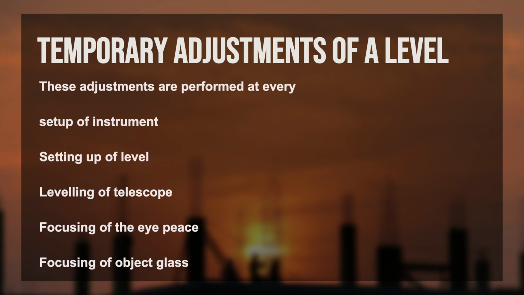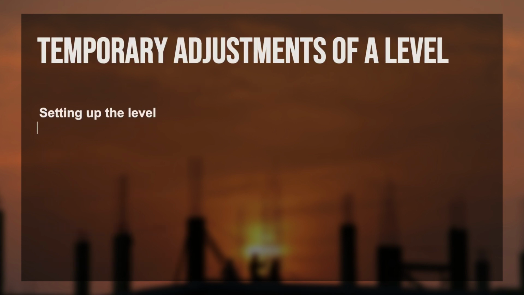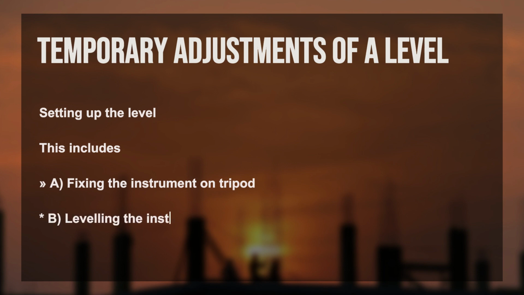Then, in order to take the readings through the telescope, it has to be focused. For that, there are two points of focusing. One is the focusing of the eyepiece and the other is the focusing of the object glass. So, the focusing of these two are also to be done before the start of the observation.